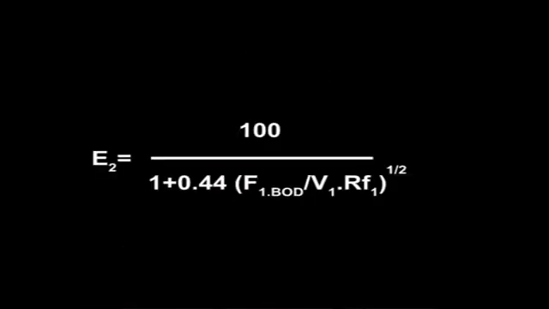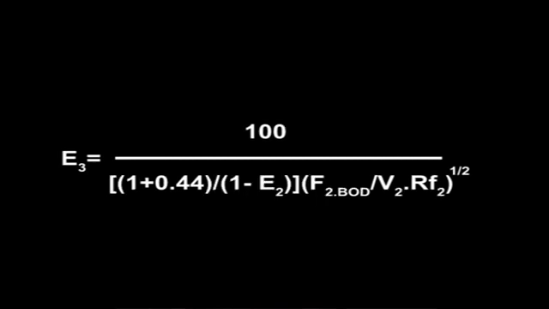These equations are applicable to both low rate and high rate filters. The efficiency of single stage or first stage of two stage filters, E2, is equal to 100 divided by 1 plus 0.44 multiplied by the square root of F1 BOD divided by V1 RF1. For the second stage filter, the efficiency E3 is given by E3 equal to 100 divided by 1 plus 0.44 divided by 1 minus E2, multiplied by the square root of F2 BOD divided by V2 RF2.